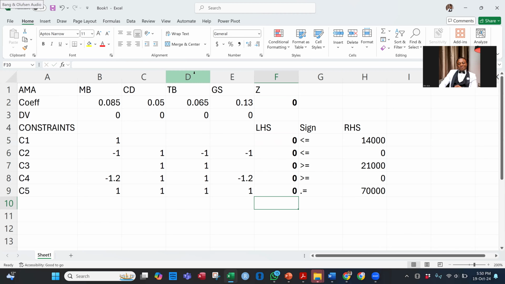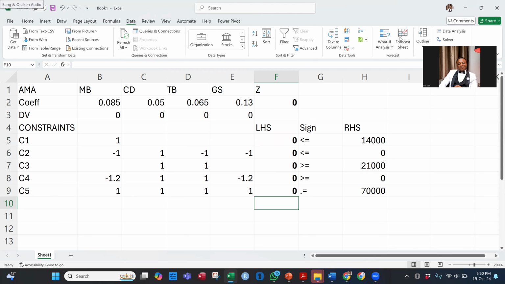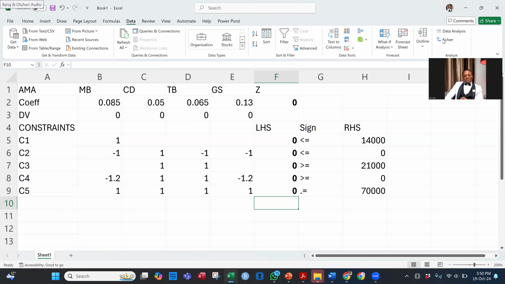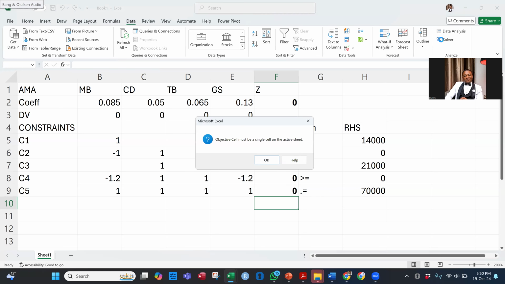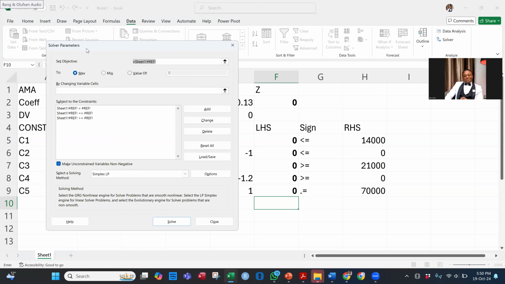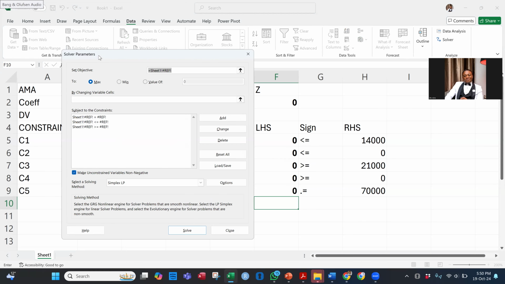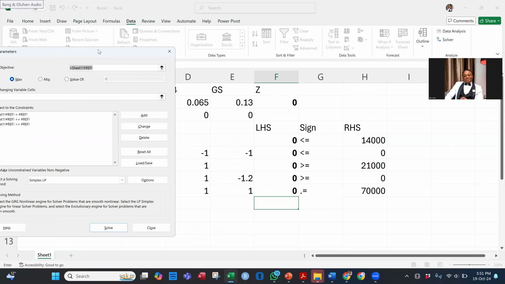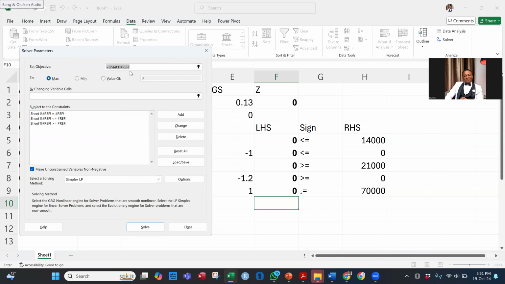Now we are going to solve. To do that, go to the top, click on the Data tab. On the far right, click Solver. Okay. So this is it. This is a solver. Solver requires that you post the objective function here. Now, if you look at our model, the objective function is the one under the Z. So inside the set objective, you put Z value there. It is a maximization, so select maximization.